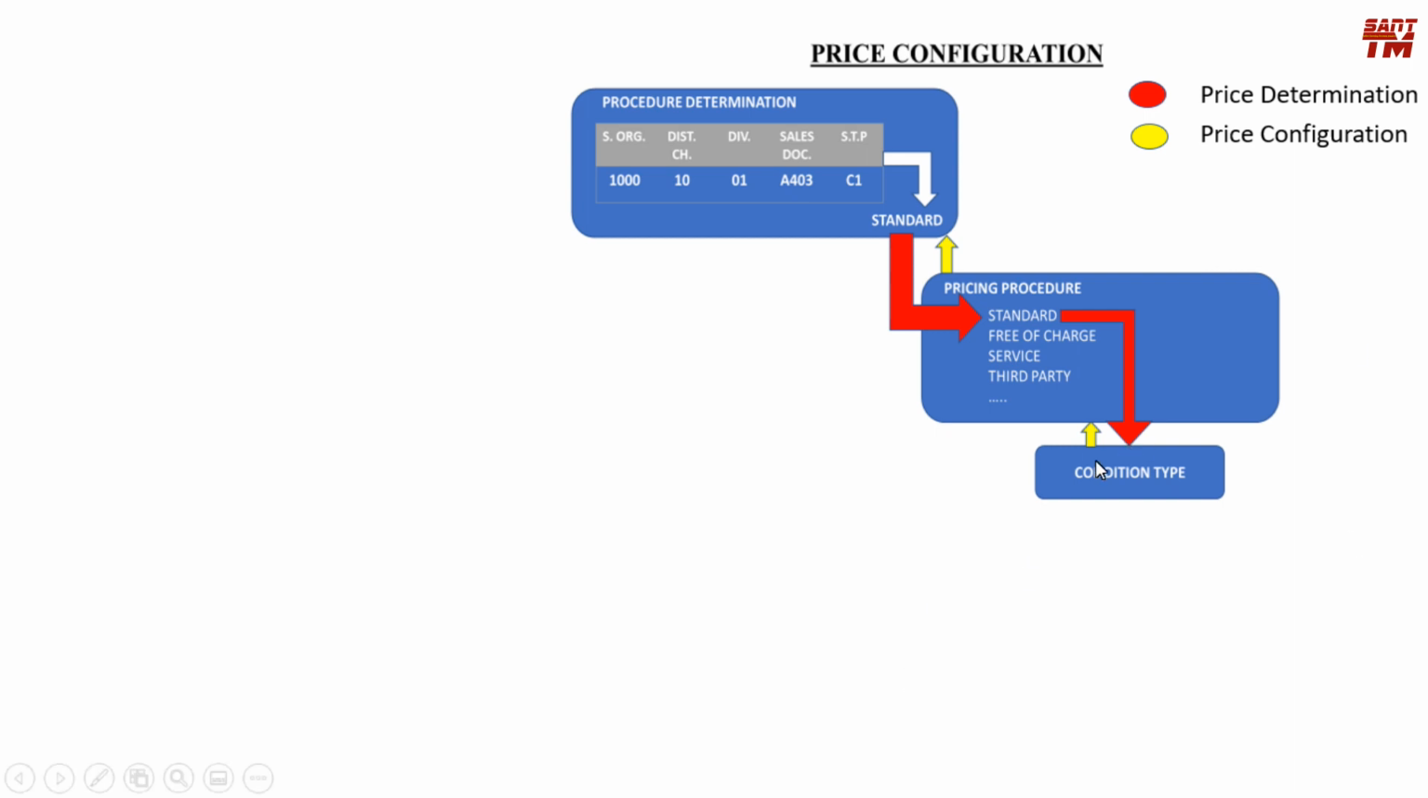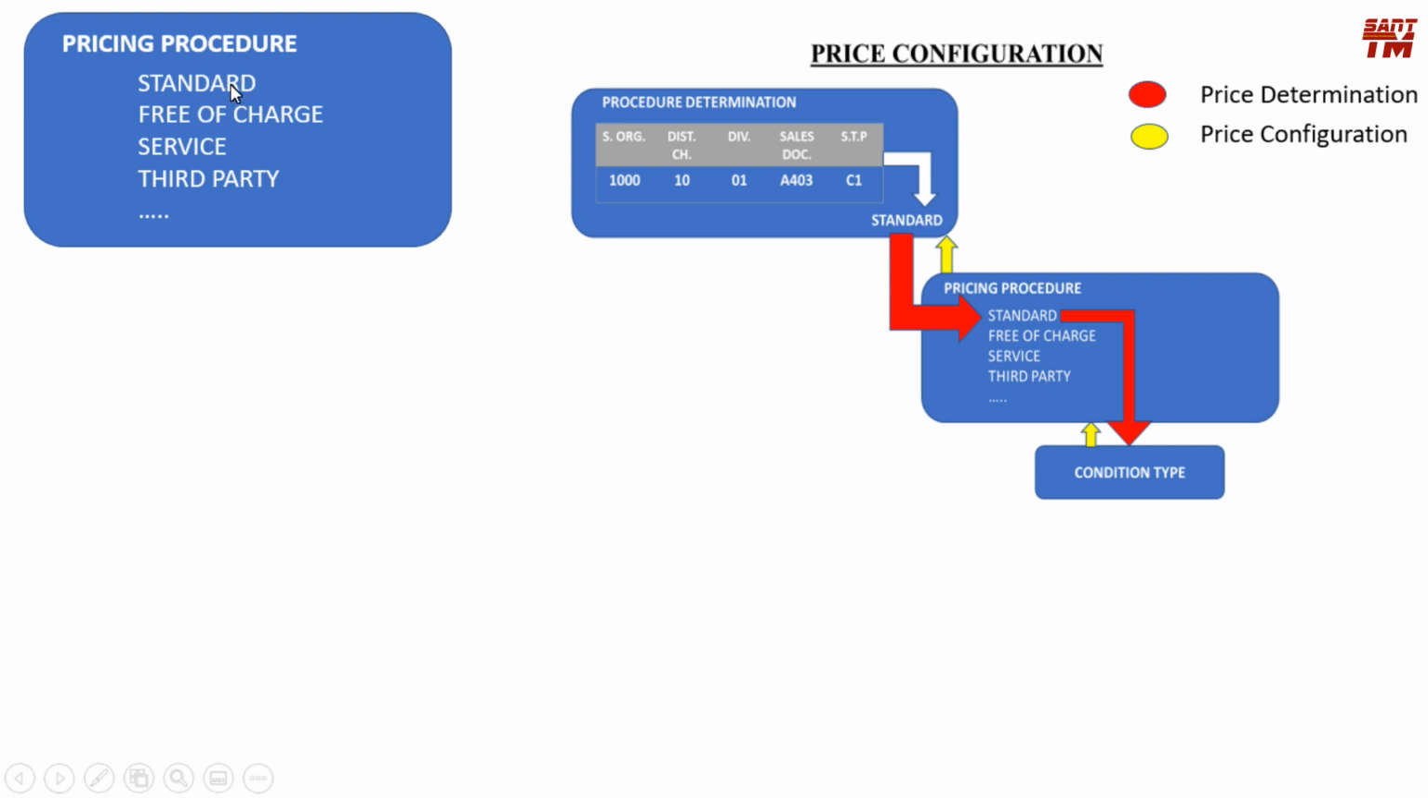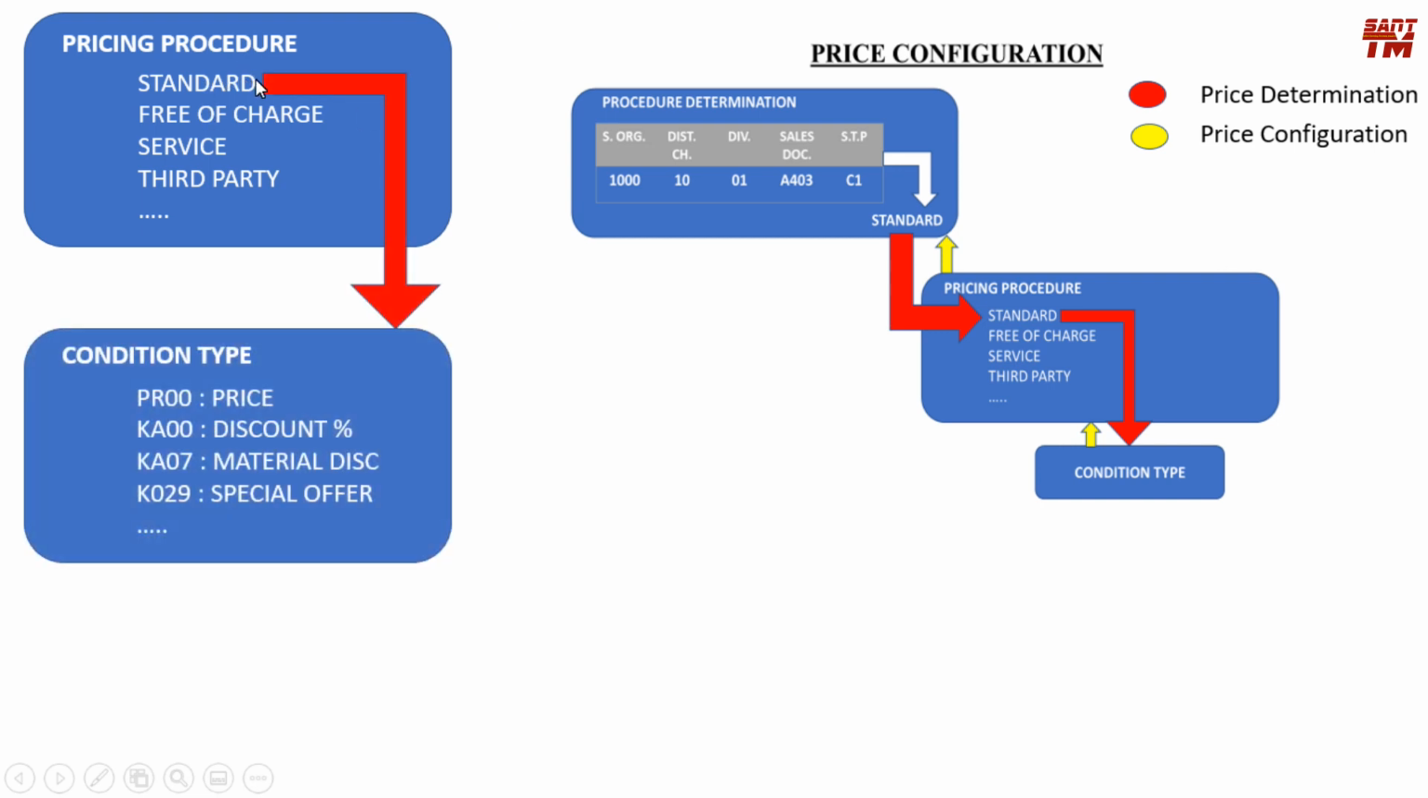So up till now we have studied the condition type. Now let us begin with this pricing procedure again. We saw that we need the standard pricing procedure, and for standard pricing procedure in the SAP system there are these four condition types available: PR00 price, key description pairs, KA00 discount percentage, KA07 material discount, K029 special offer. The red arrow depicts price determination. Obviously, after determining the pricing procedure, we find out the condition type. Then this condition type has to be assigned to this pricing procedure before, so that the price can be determined later on.